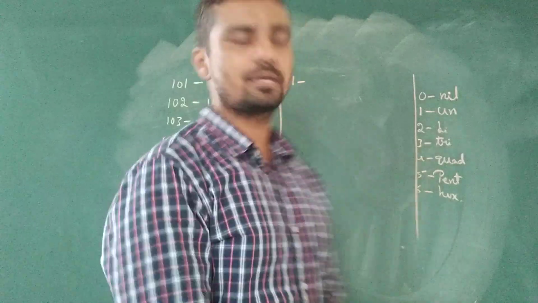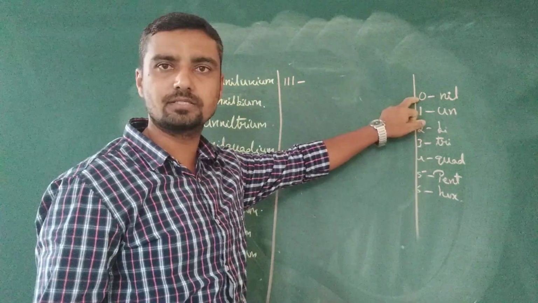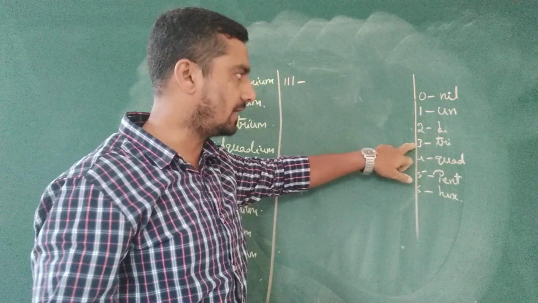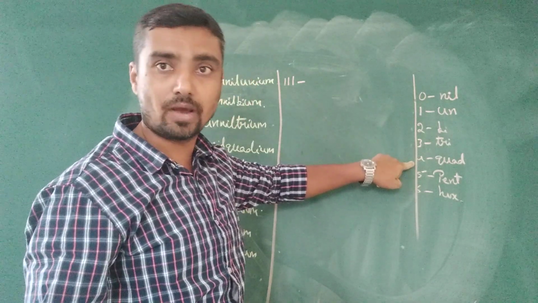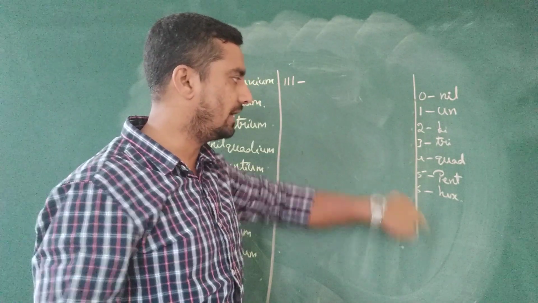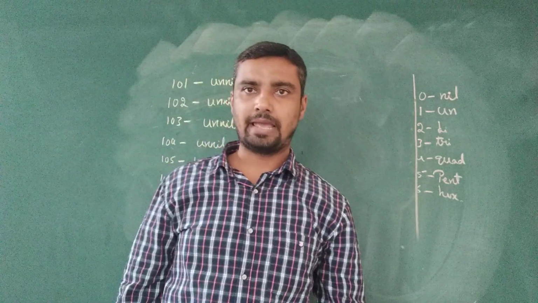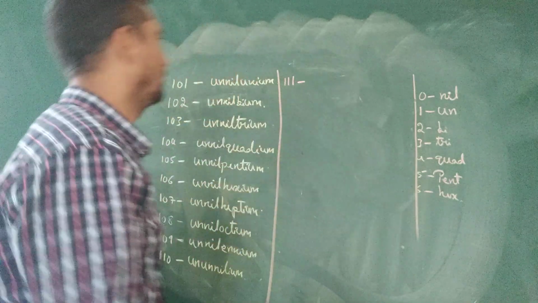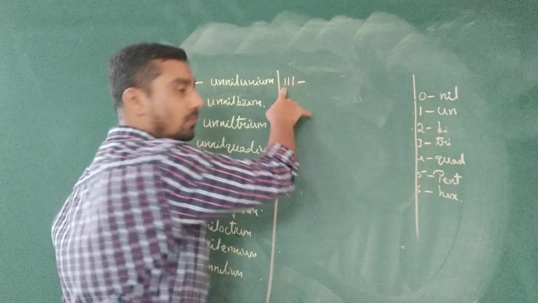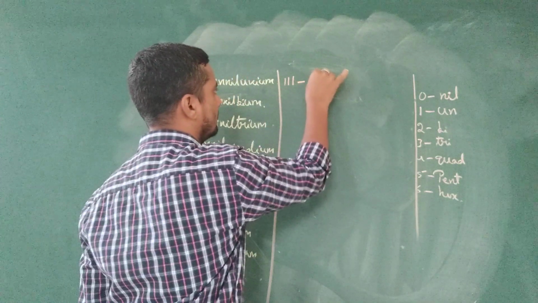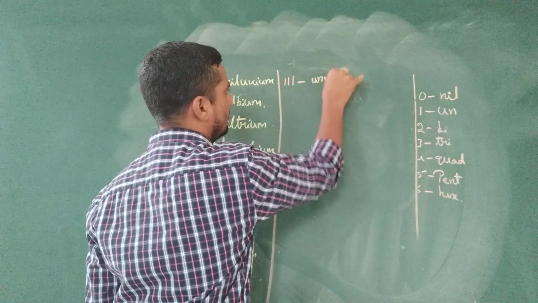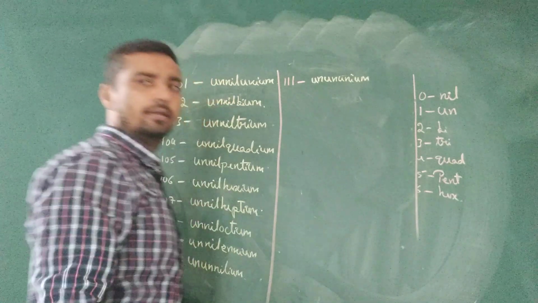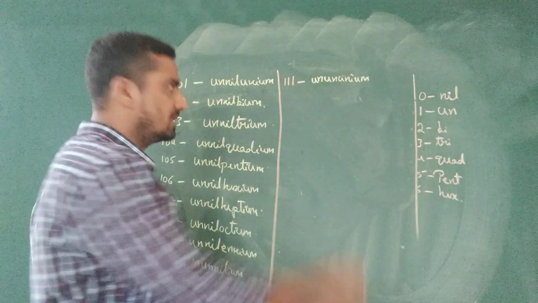So we have to represent them in terms of the digits: 0 is nil, 1 is un, 2 is bi, 3 is tri, 4 is quad, 5 is penta and 6 is hexa, 7 is hepta, 8 is octa, right? Like that only you have to remember. We go for 111. That is just 1 indicating unium, right? Unium. It's very easy.